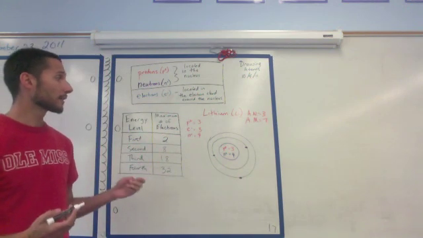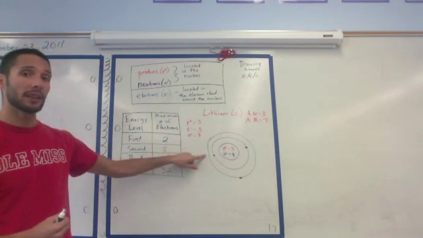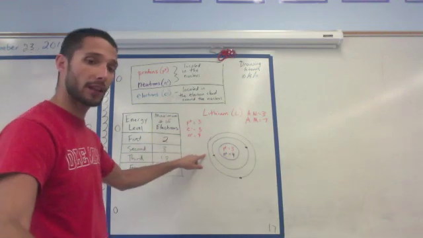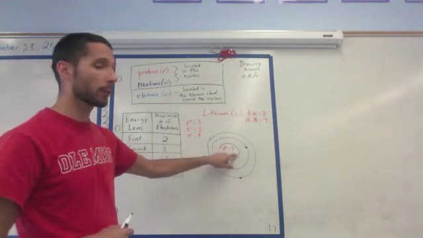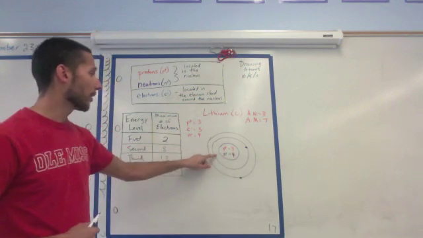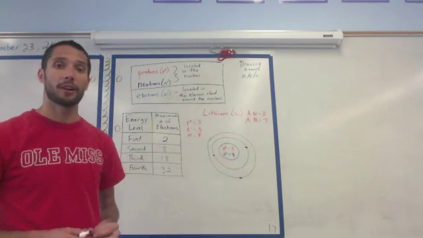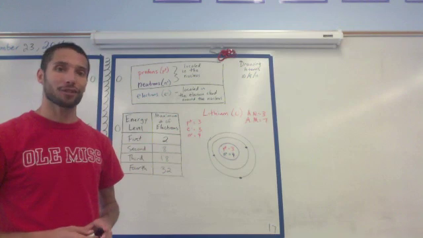Okay, so this would be an example of an atom of lithium because it's showing that there are 3 protons and 4 neutrons in the nucleus, and then 3 electrons placed in our outer energy levels. All right, let's try another one.